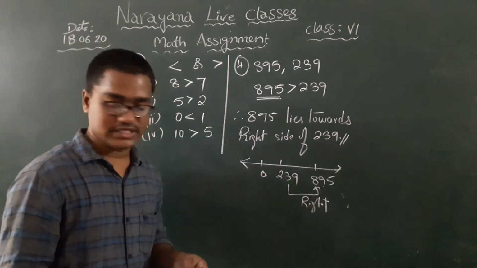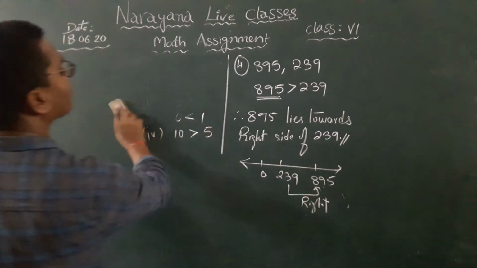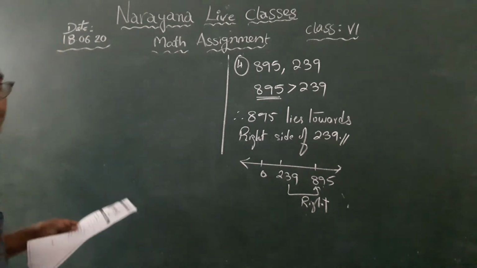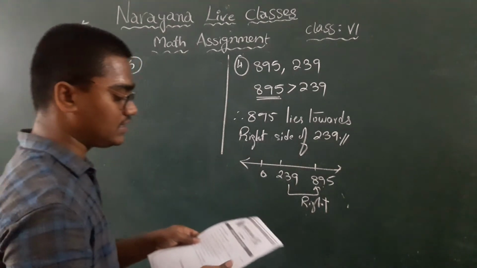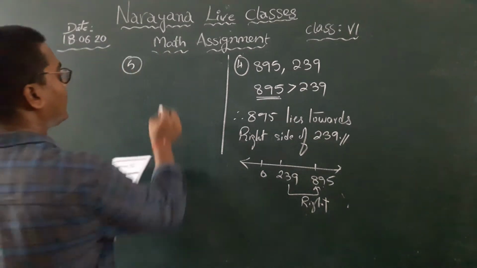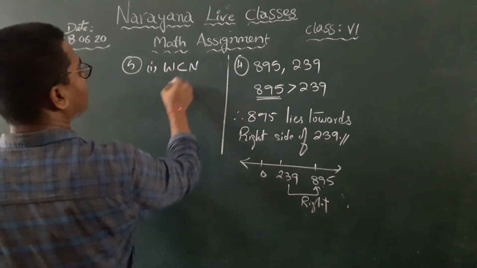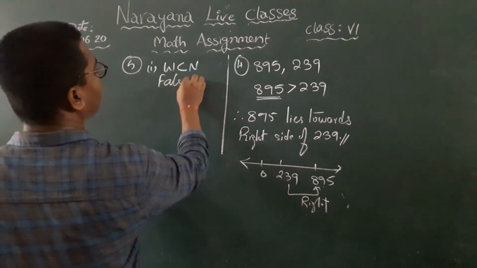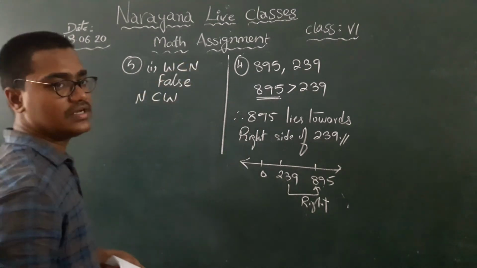Now coming to the fifth question. The fifth question is all about finding out whether a statement is true or false, children. The first one: all whole numbers are natural numbers. No, it is a false statement, children. We can say that all natural numbers are whole numbers, but we cannot say all whole numbers are natural numbers.